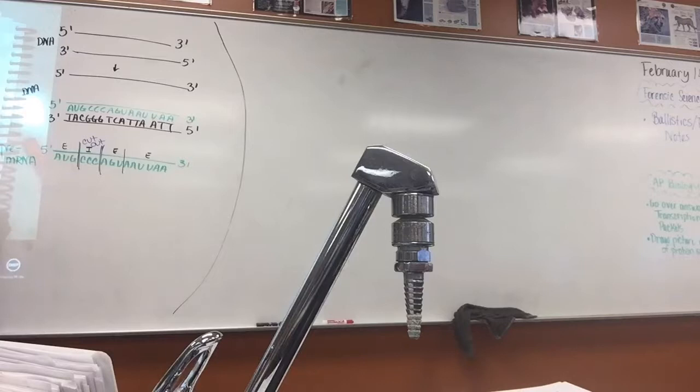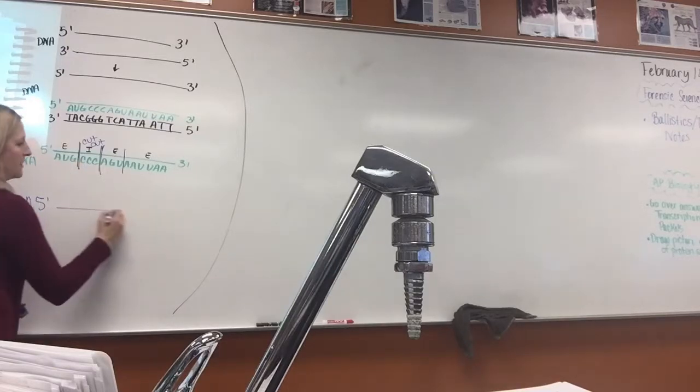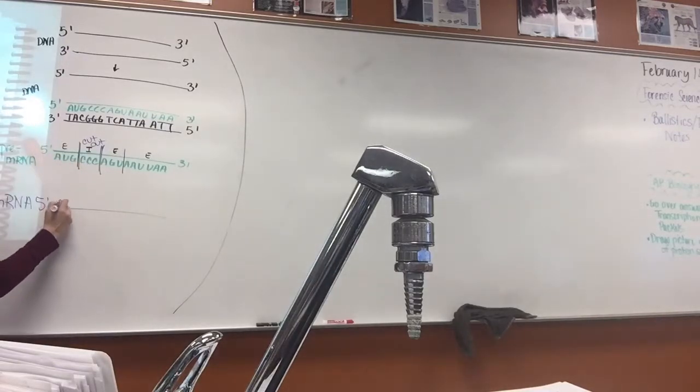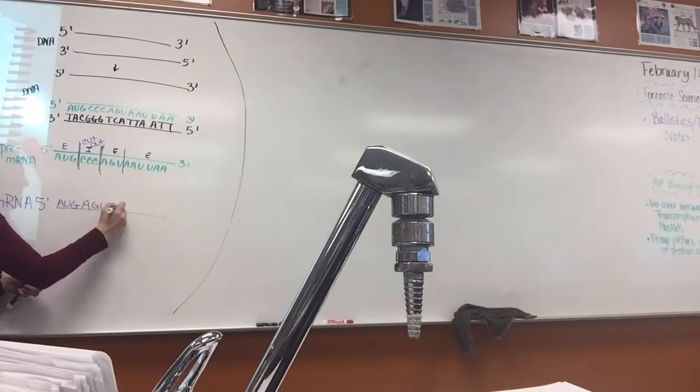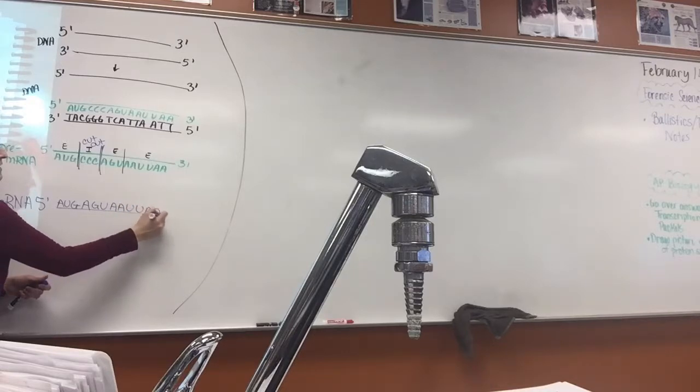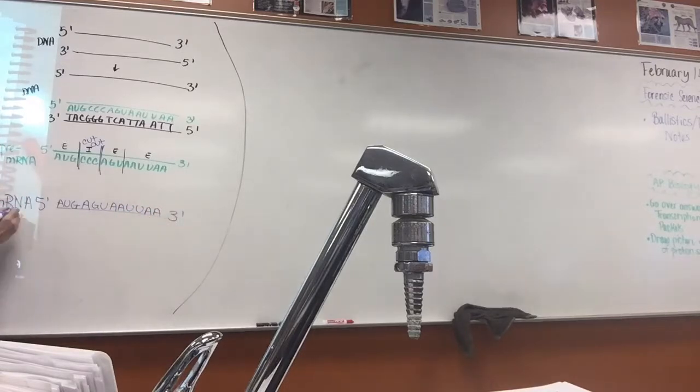So what you are going to get at the end is your final mRNA, and your final mRNA is going to have this codon AUG. It's not going to have CCC because we cut that out. So the next set is going to be AGU, then AAU, then UAA. And that would be the 3' end. So this right here is your final mRNA without any introns, and that has all the bases that are going to actually code for making your protein.